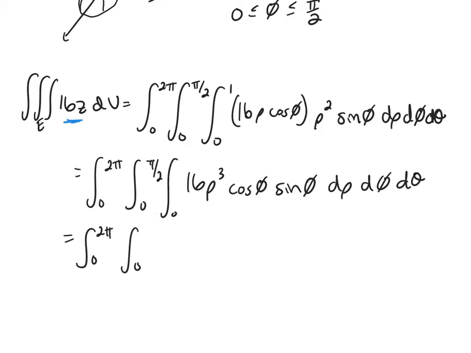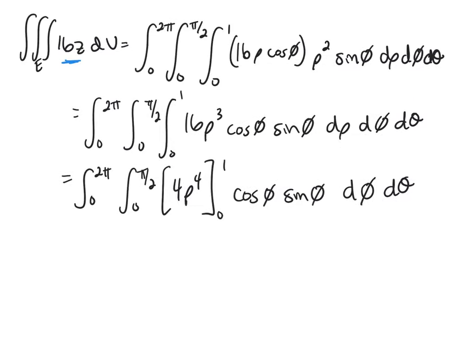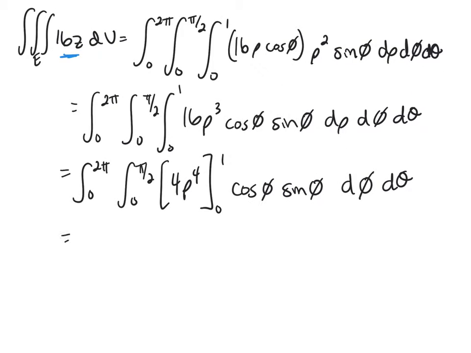Oh, and this should have a 0 to 1 there. 0 to pi over 2, and then this will be 4 rho to the 4th. And then those are all constants, so it'll just be cosine phi, sine phi, d phi, d theta. So you're going to end up with a 4, which I'll pull out in front.